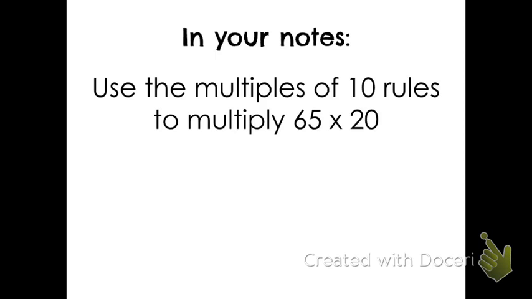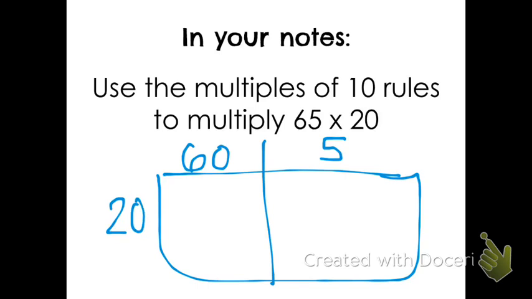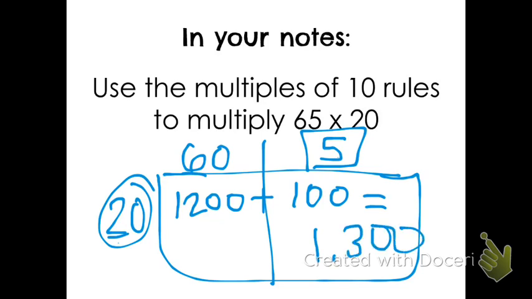So I set up my problem, and I have 60. If I did a box, I would have 60 and 5. And then I'm going to put my 20 over here. Well, 6 times 2 would be 12 with 2 zeros on the end. This one would be my 5 times my 20. Well, 5 times 2 is 10 with my 0 on the end. And then I add those together, and I would end up with 1,300.